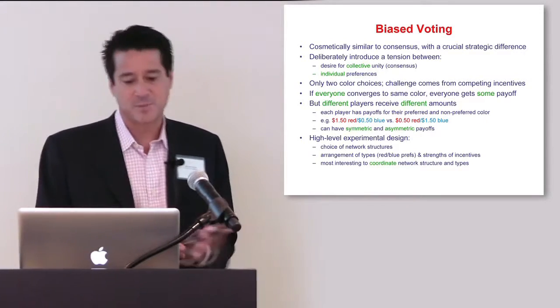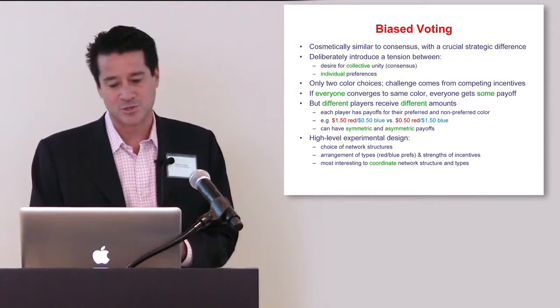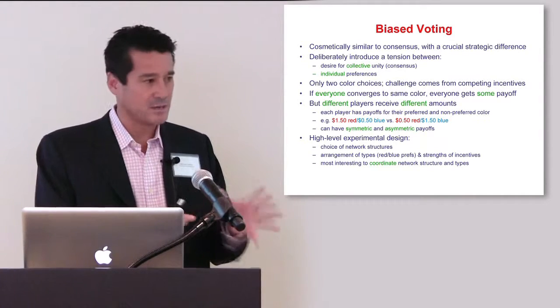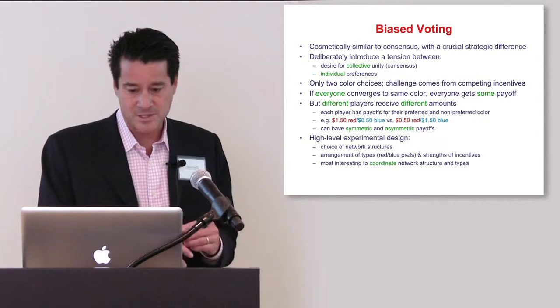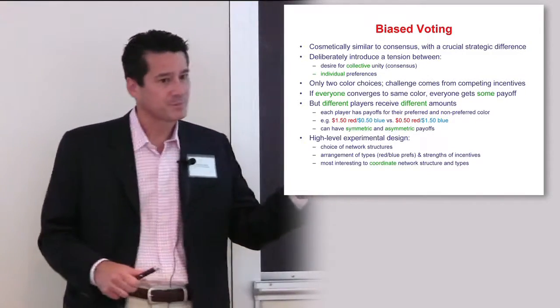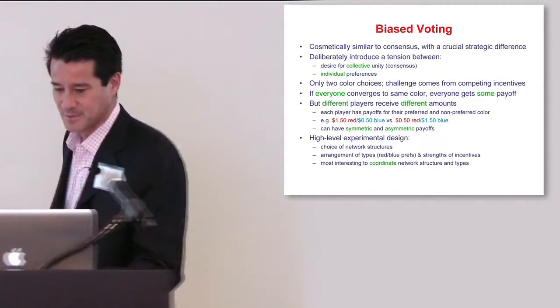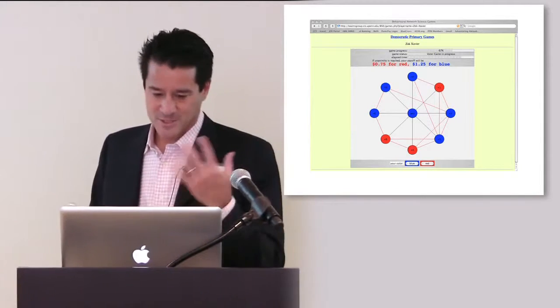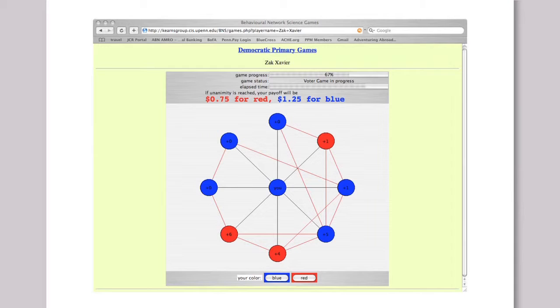And so again, the high-level experimental design is to choose network structures, arrange these types, i.e. the red-blue preferences, and of course it's most interesting to coordinate the arrangement of types with the network structure itself. Okay, and so this is the typical screenshot. It's the same as before, except now you're playing this game in which your payoff depends on which color we converge to, and different players have different preferred colors. Do you know your neighbor's preferences?